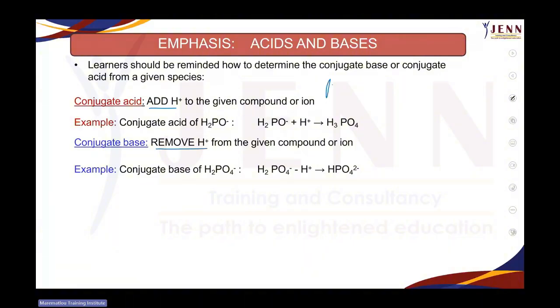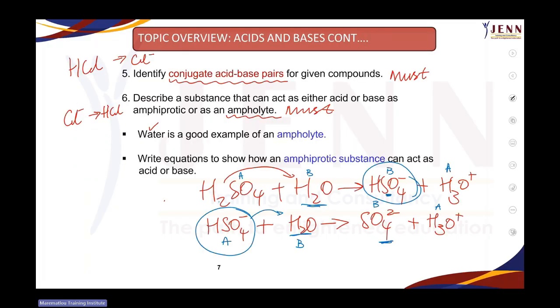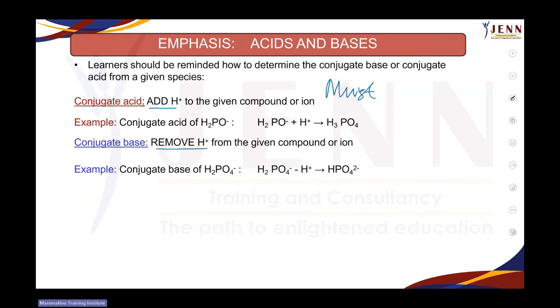I have highlighted it on that side, but I'm still going to highlight it again. It's a must. I said it before, it's a must know. Easy to mark. So this is a must know for you as well. Know that for a conjugate acid we add a proton, and for a conjugate base we remove a proton. A proton, a hydrogen atom, is what we know as a proton.